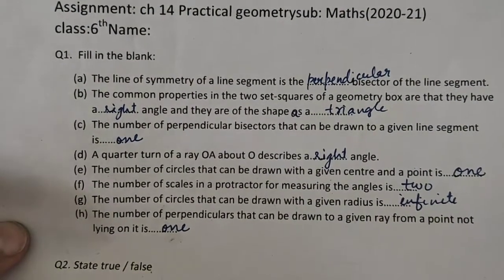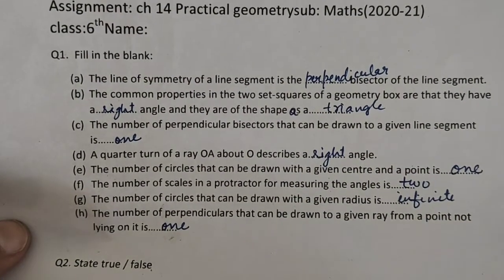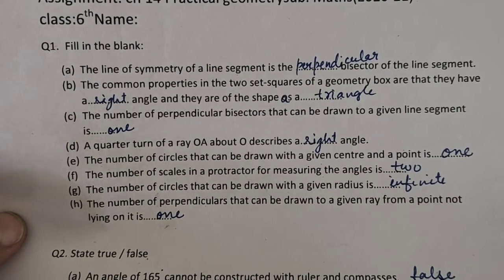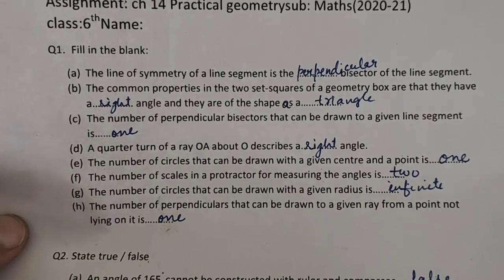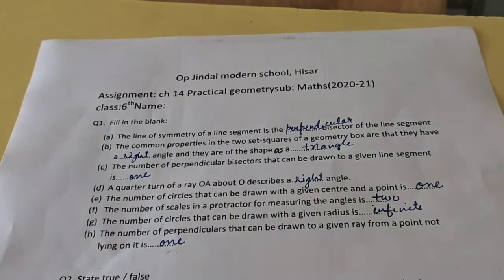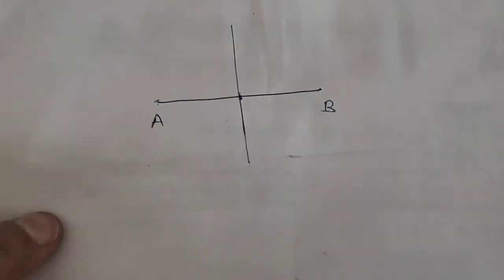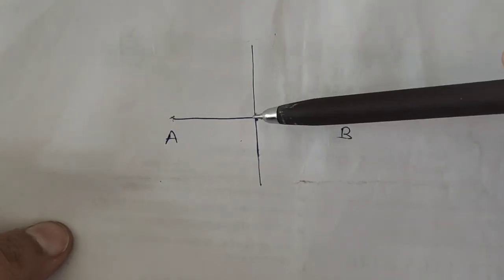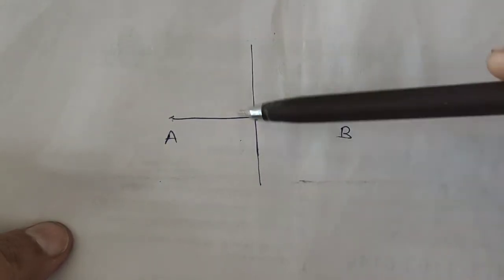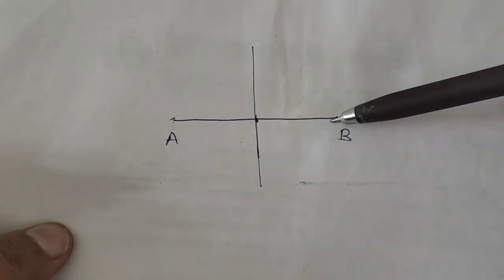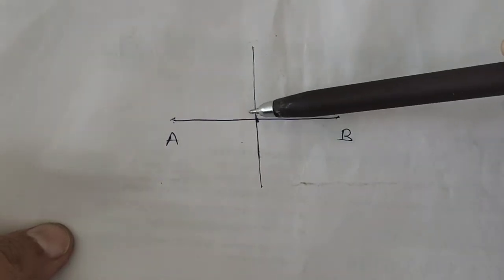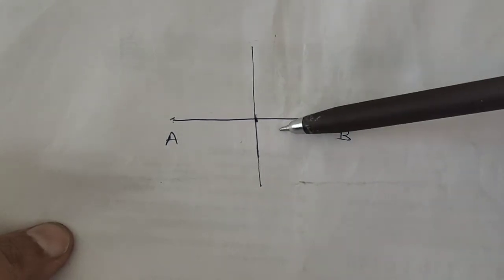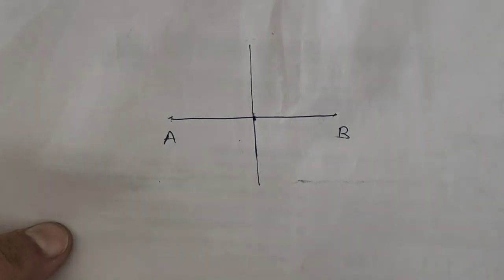The C part: the number of perpendicular bisectors that can be drawn to a given line segment is dash. How many perpendicular bisectors can you draw for a given line segment? As we saw in the first question A part, suppose this is a line segment. We can draw only one, because a perpendicular bisector always passes through the midpoint of the given line segment AB. Suppose this is the midpoint. From this midpoint, it should be 90 degrees. So we can draw only one.